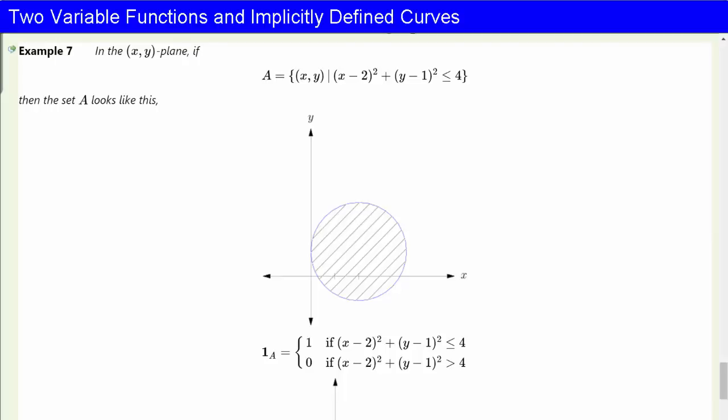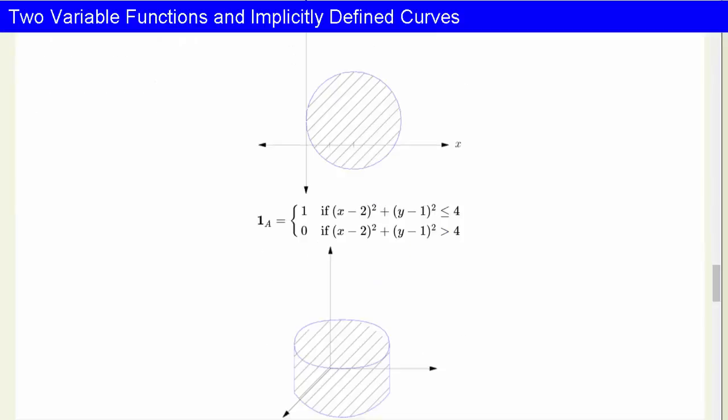In the xy plane, if A is the set of points with coordinates x, y, satisfying (x minus 2) squared plus (y minus 1) squared less than or equal to 4, then the set A looks like this. It's a circle of radius 2 centered on the point (2, 1). And the graph of the indicator function looks like this.